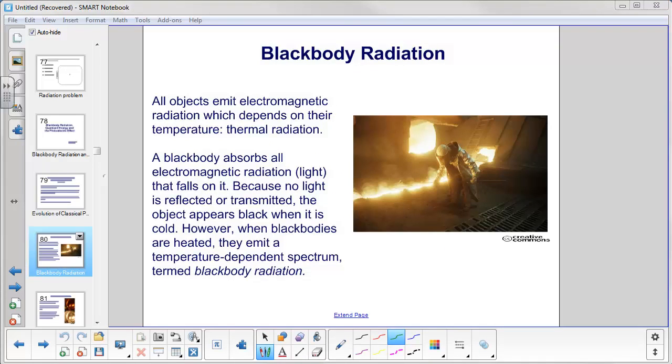All objects emit electromagnetic radiation. This radiation depends on their temperature, and as such is called thermal radiation. We're going to define what a black body is. A black body absorbs all electromagnetic radiation, such as light, that falls on it. No light is reflected or transmitted, so the object appears totally black when it is cold, hence the name black body. However, an interesting effect occurs when you heat these black bodies. They will emit a temperature-dependent spectrum, and it is called blackbody radiation.